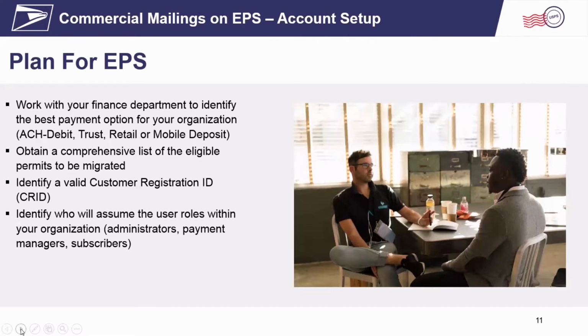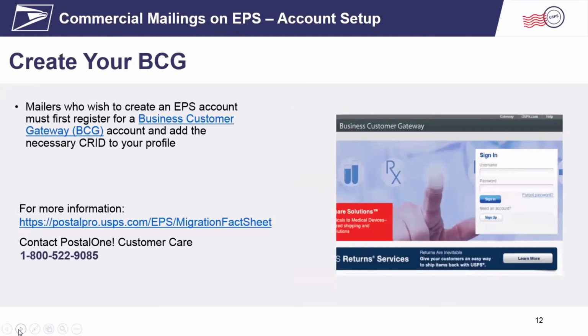So as I stated previously, setting up is the crucial part. Planning before we start opening up the EPS, getting those permits, those CRIDs all together in one place, and get that organized. You also want to work with your financial department to see the best payment option for your organization, whether it's ACH debit, trust, where you could do a retail mobile deposit.